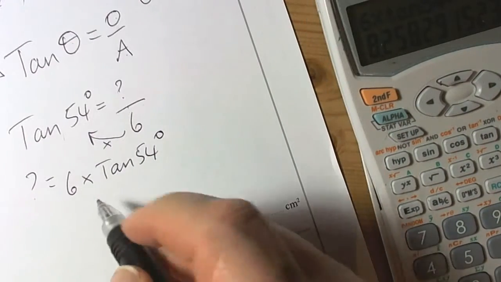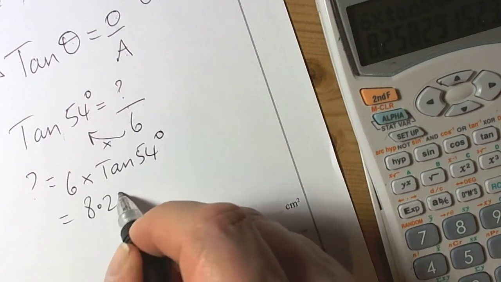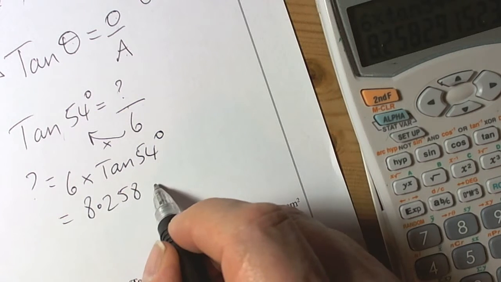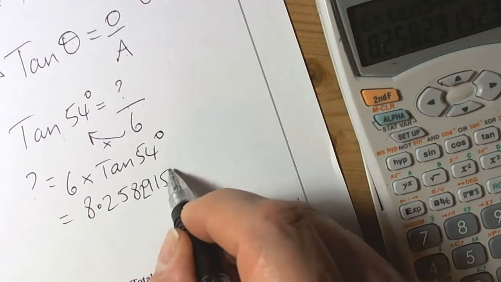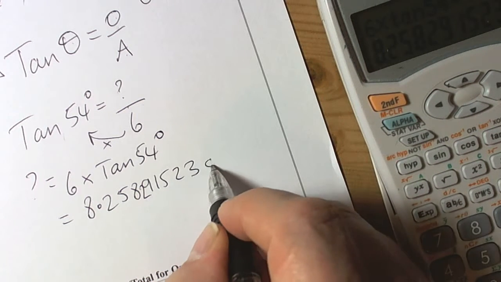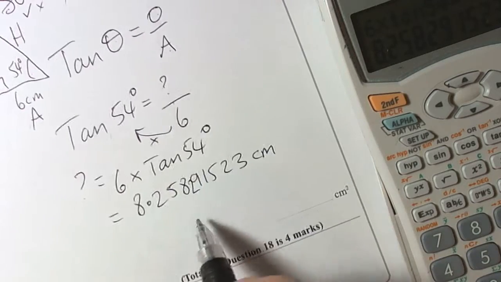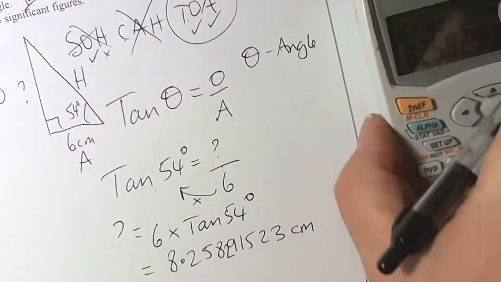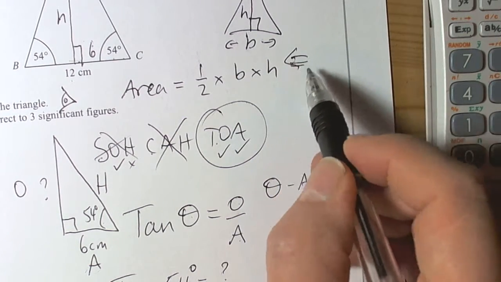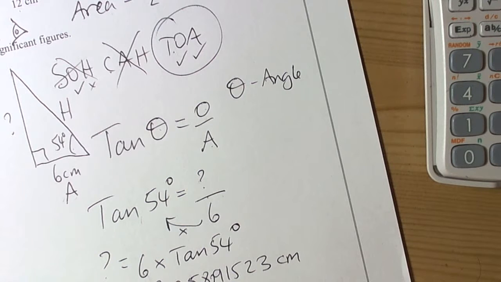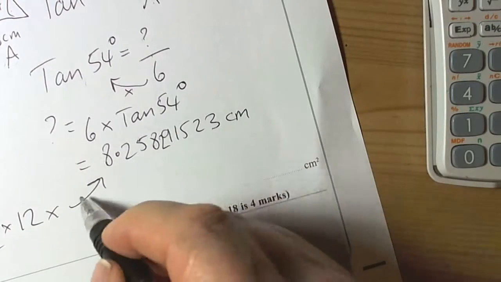So again, as always, write down the whole of the number on the calculator. 8.258291523 centimetres. That's going to be the height of the triangle. So now we can go back to our formula, because the question wanted us to work out the area. So the area is going to equal a half times the base length, which was 12, times the height. So we had to times by that height.